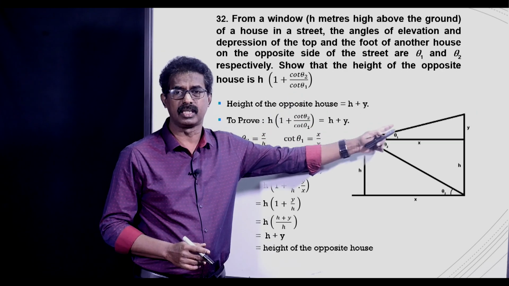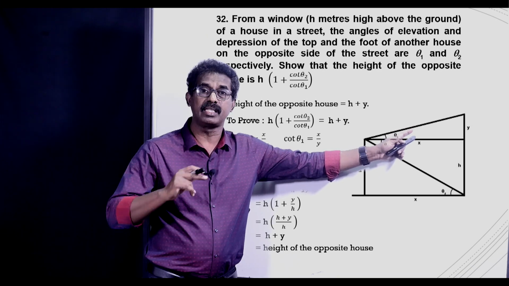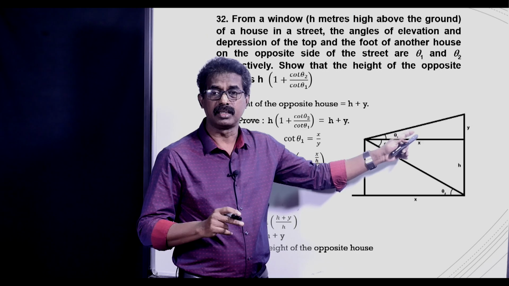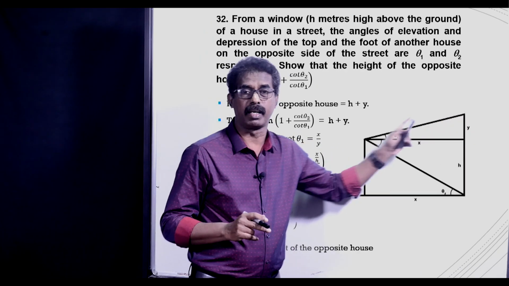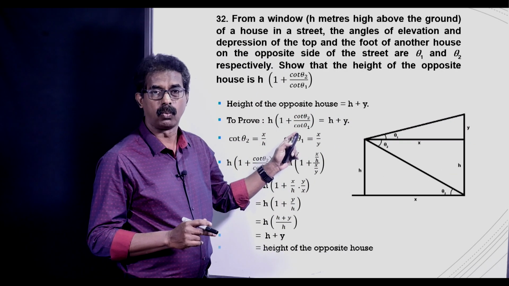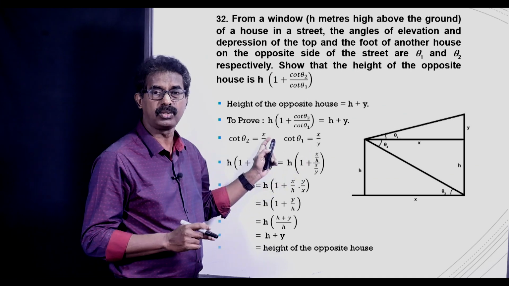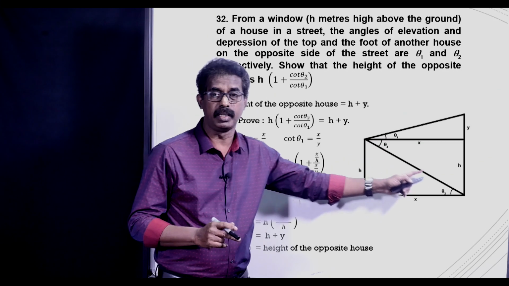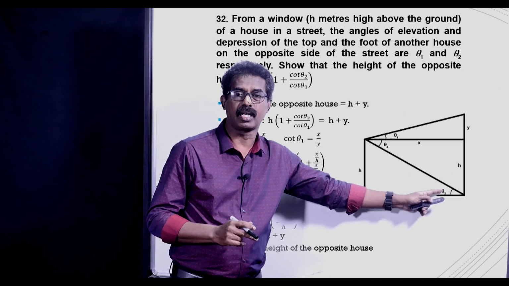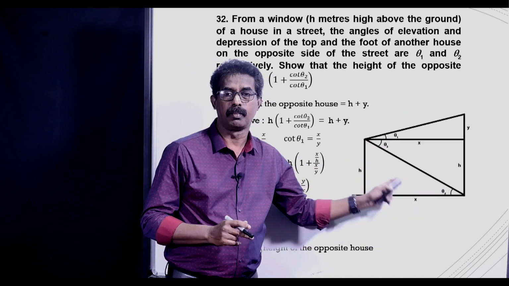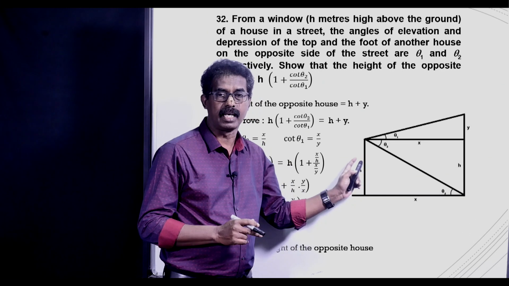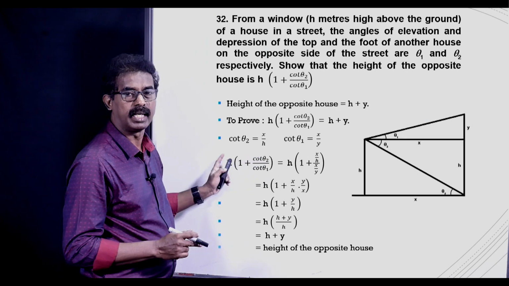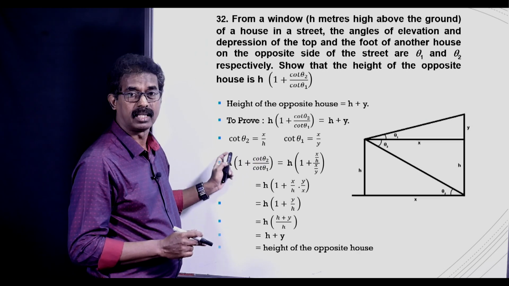Using this triangle you can find cot. Tan is opposite by adjacent, so cot is adjacent by opposite, x by y. So cot theta 1 is x by y. And cot theta 2, from where can you find it? Alternate angle. This is theta 2, so this angle is also theta 2. Cot theta 2 is adjacent by opposite, x by h.